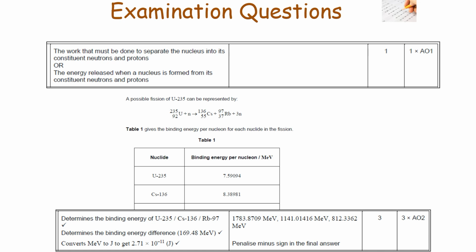Then to convert that into joules, how can we work that through? Well, you can multiply by 1.6 times 10 to the minus 13 to get our answer of 2.71 times 10 to the minus 10 joules.